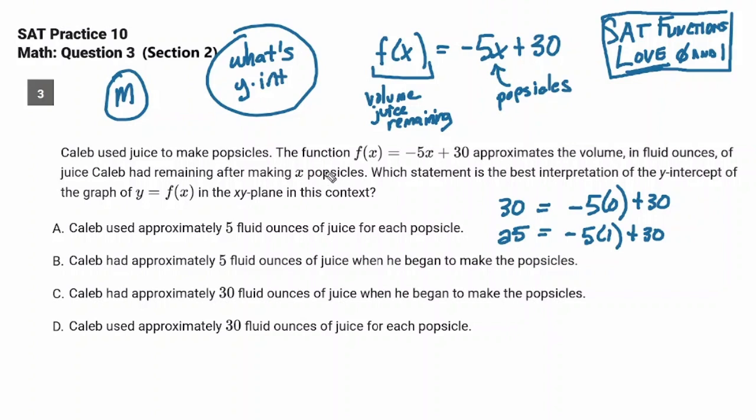All right, what do you think the y-intercept is? It looks to me like the y-intercept is 30 juice when I do 0 popsicles. So I'm going to write that down, and then I'm going to go to ABCD and I'm going to cross stuff off.